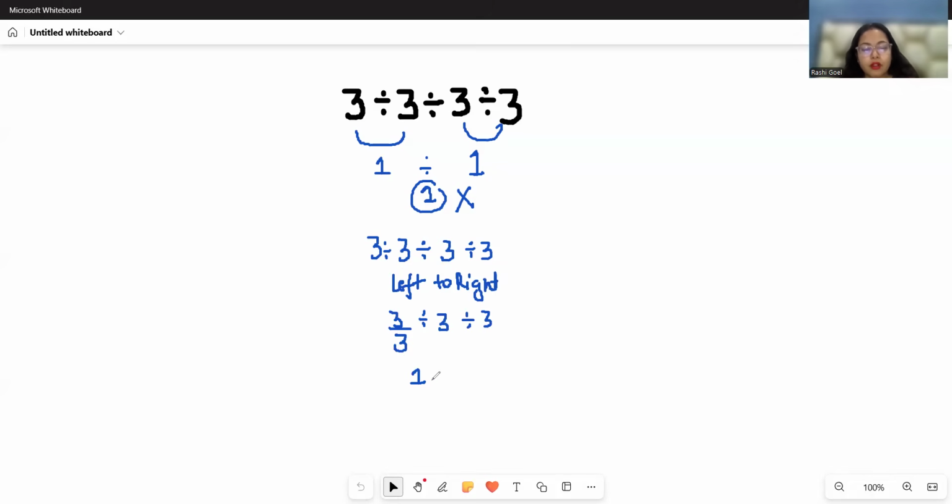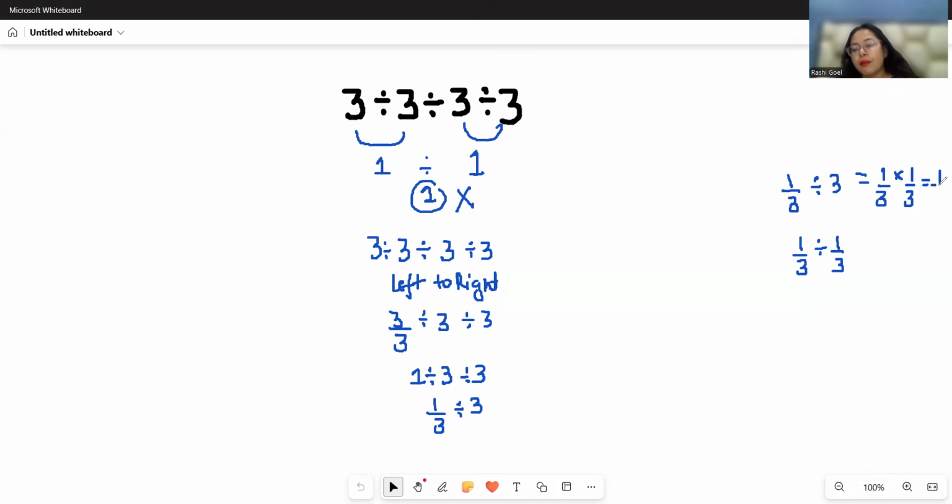3 divided by 3 is 1, divided by 3, divided by 3. So it's 1 by 3 divided by 3. Now there are two different things, 1 by 3 divided by 3 and 1 by 3 divided by 1 by 3. So in this case, 1 by 3 divided by 3 is not 1, it's 1 by 3 multiply 1 by 3, it's 1 by 9.